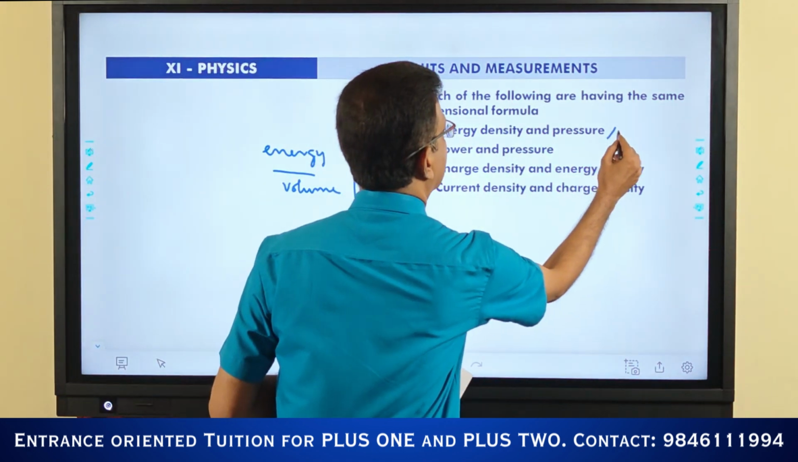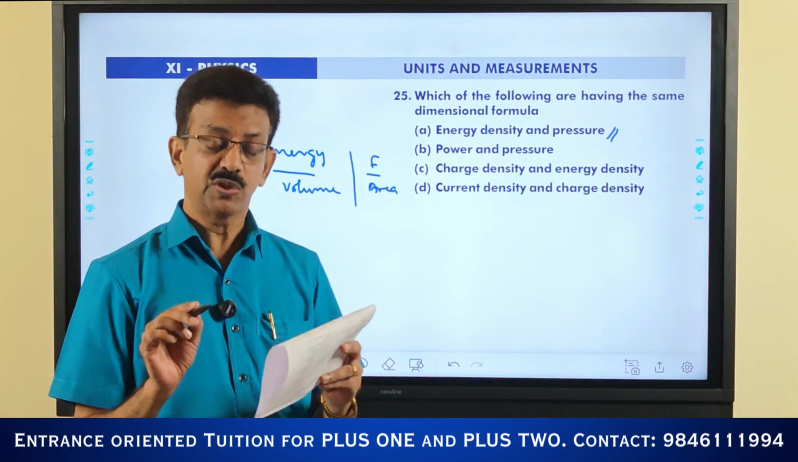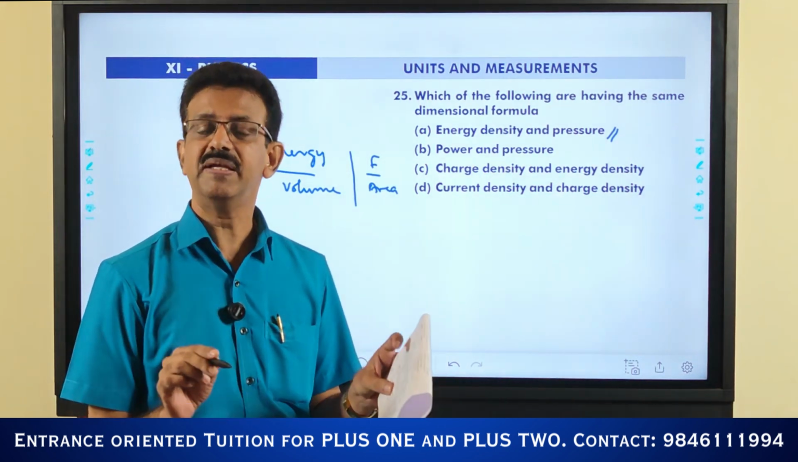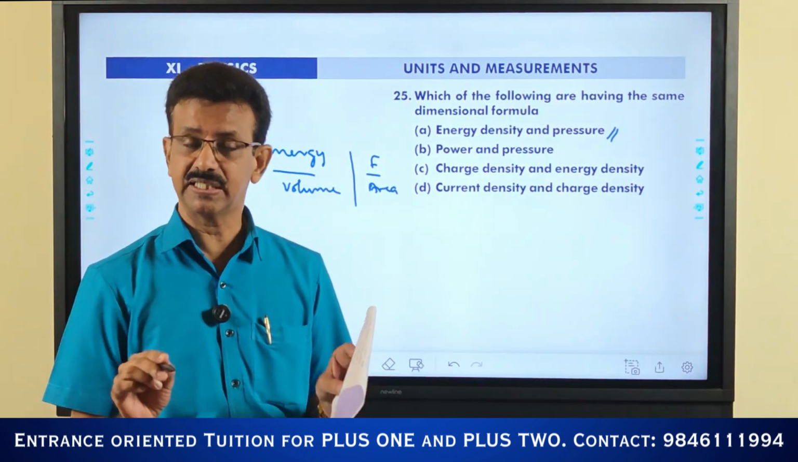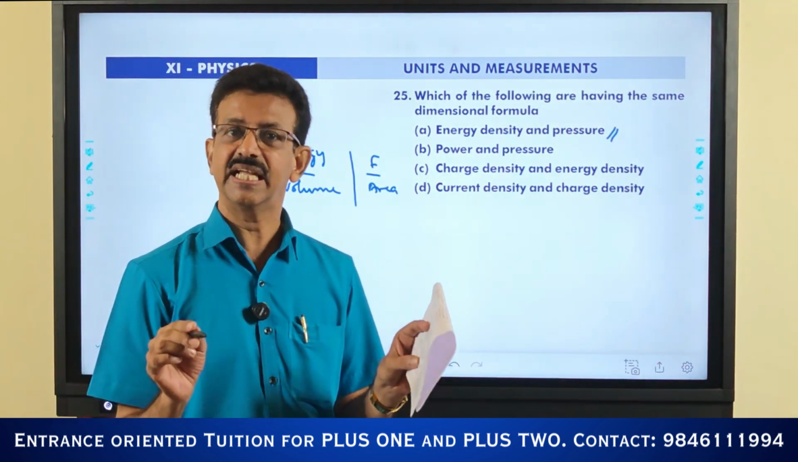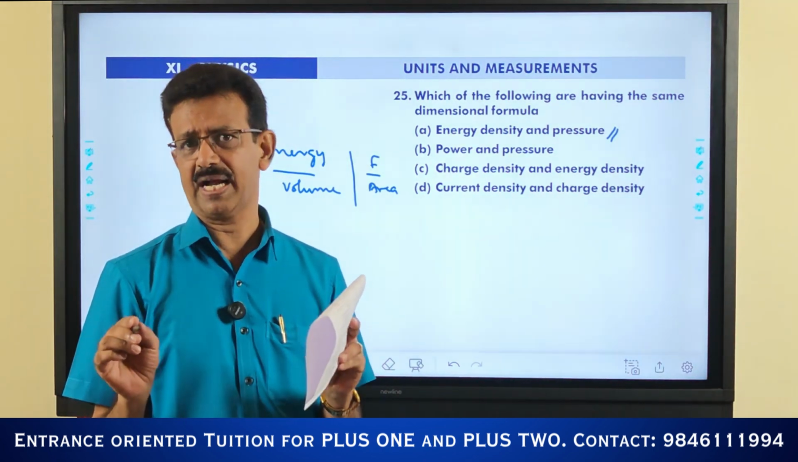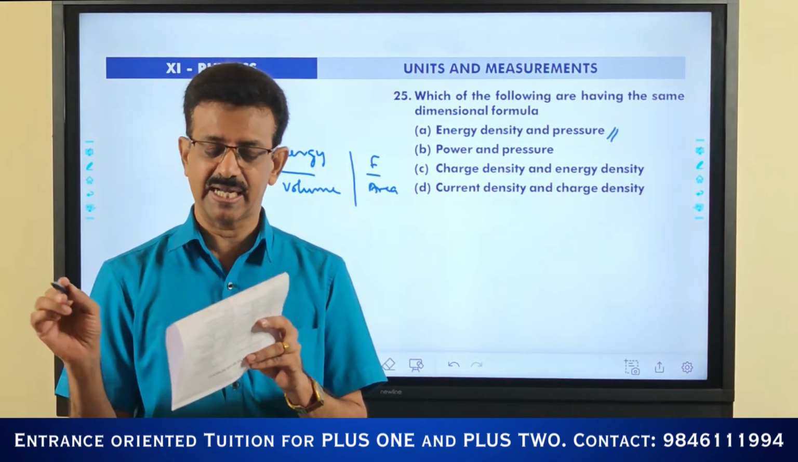Here is the answer. Today, we have discussed 25 questions from the first chapter, units, dimensions, and measurements. That's the introductory chapter of the 11th standard. Very simple chapter actually compared to the following chapters.